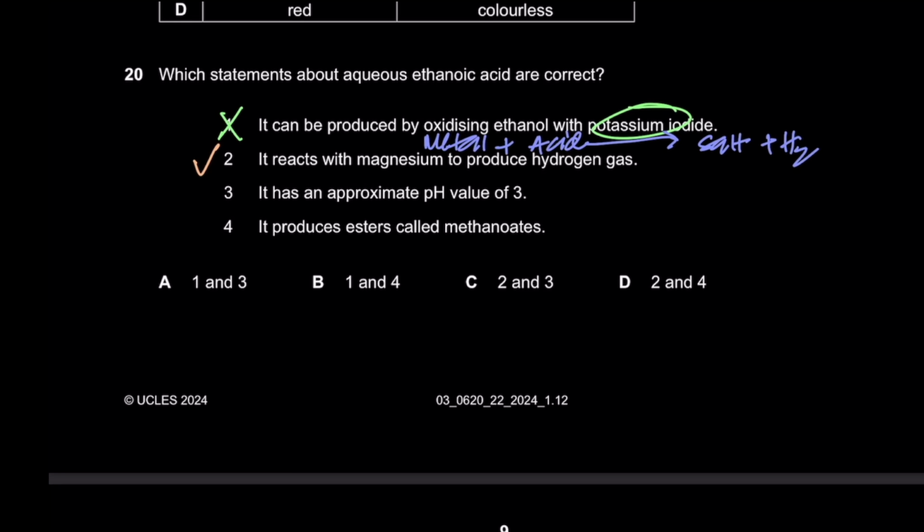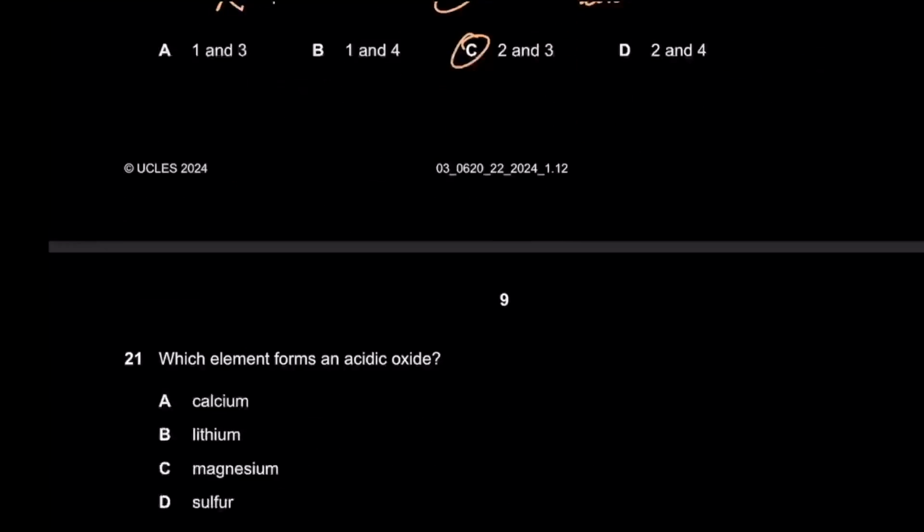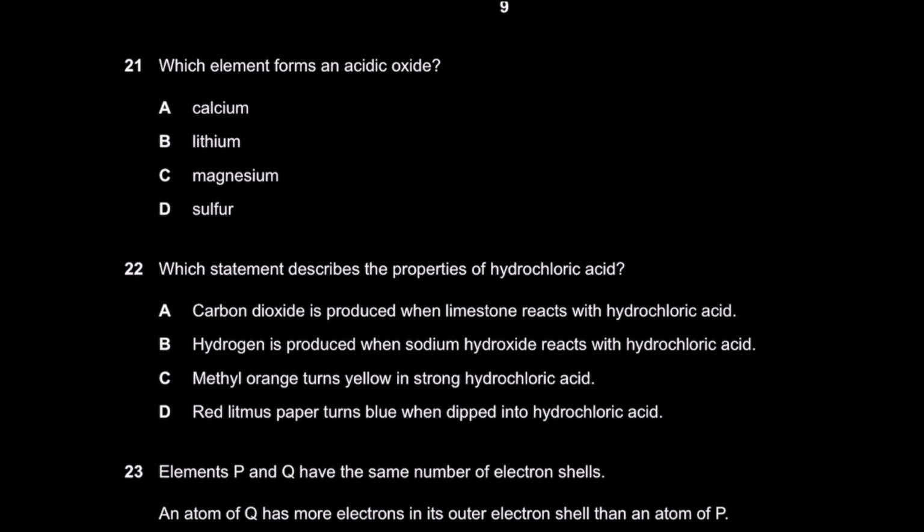So that is correct. It has an approximate pH value of 3. Yes, it's a weak acid, so absolutely it does. Done. It produces esters called methanoates. Ethanoic acid will give you an ester called ethanoate, not methanoate. He's trying to confuse us, man. It ain't working, dude. Which element forms an acidic oxide? Well, for it to form an acidic oxide, it must be a non-metal oxide, right? If there are some exceptions, we can look into that. Calcium oxide is basic, lithium oxide basic, magnesium oxide basic, sulfur oxide is an acidic oxide like SO2 and SO3.